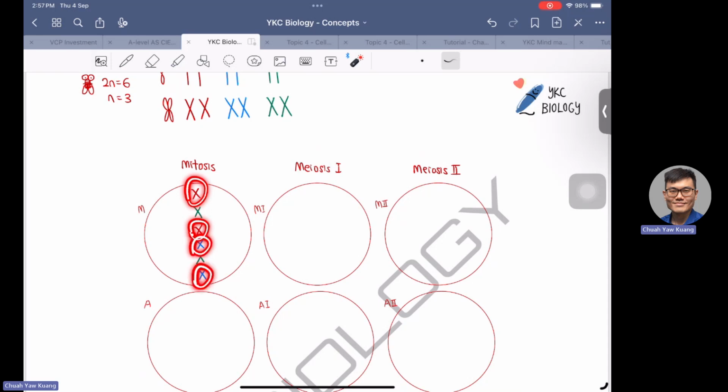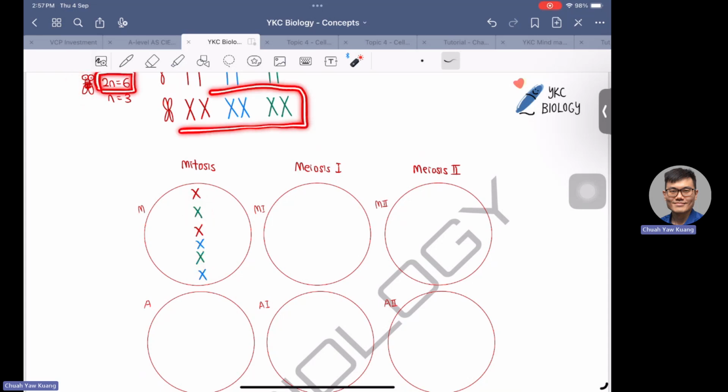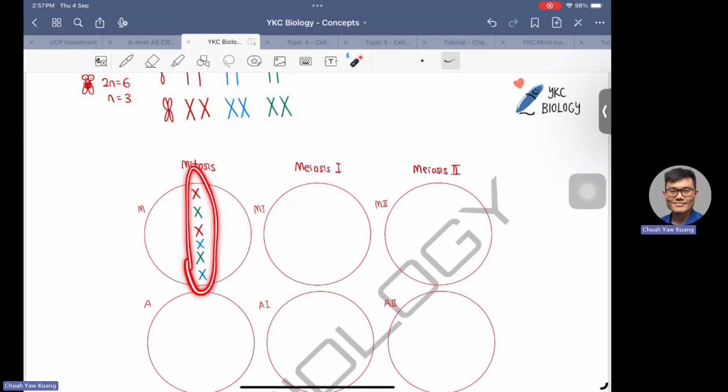This blue one is another pair of homologous chromosomes, and the green one is another pair. So this Drosophila has 2n equals 6, meaning that it has 3 pairs of homologous chromosomes. It's just that during mitosis, homologous chromosomes don't pair up because synapsis doesn't occur in prophase. That's why they are just randomly aligned on the metaphase plate.